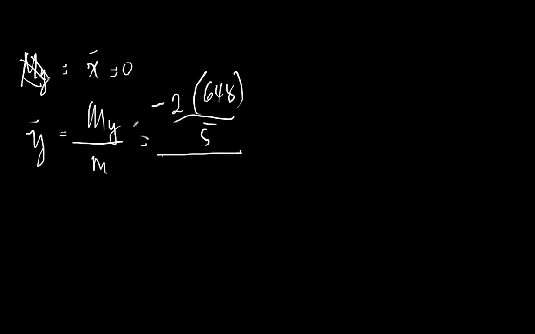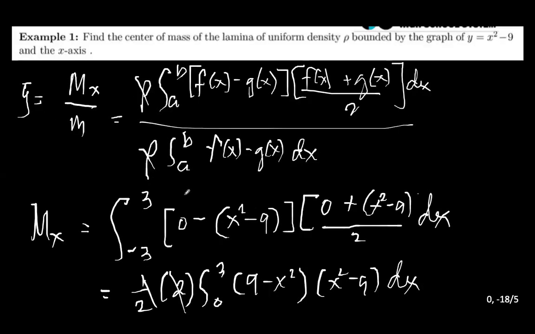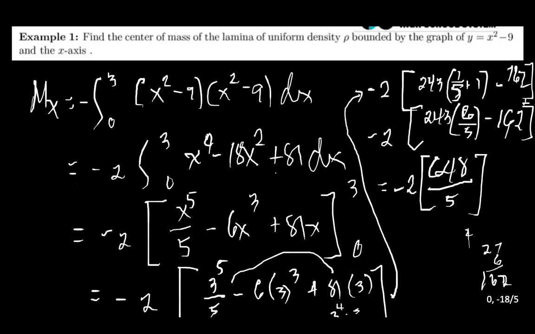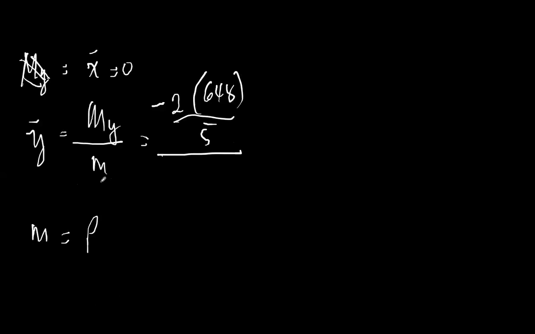And what is our mass? Have we already solved for mass a while ago? No, not yet. So we need to solve for mass. The mass is equal to rho. Oh, sorry, we already removed the rho here, so we're not going to make use of rho anymore.